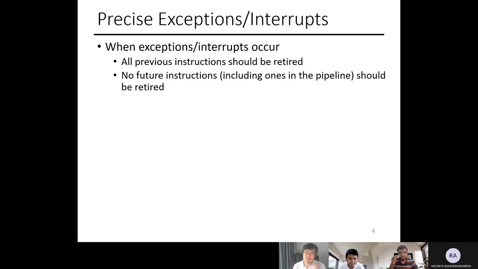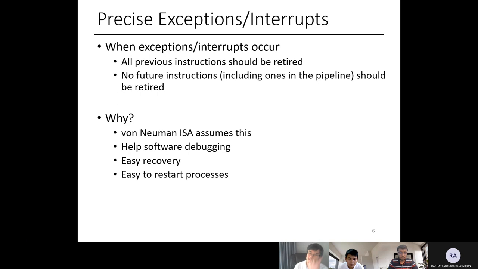Then precise exception means that whenever these things occur, we want to make sure we still preserve the sequential semantics, especially for the instruction that caused the exception. Anything that happened before that instruction has to finish. Anything after should not finish. So we want to maintain that. Why is that the case? Because we want to make sure we enforce von Neumann.